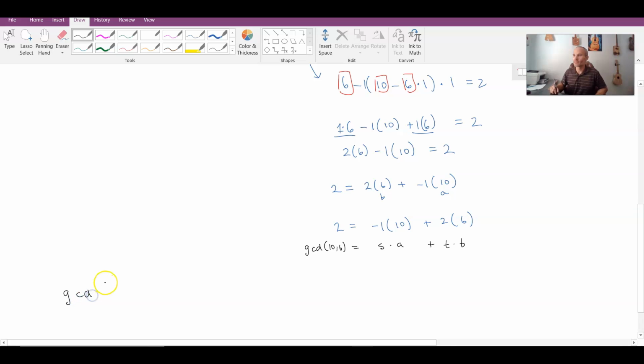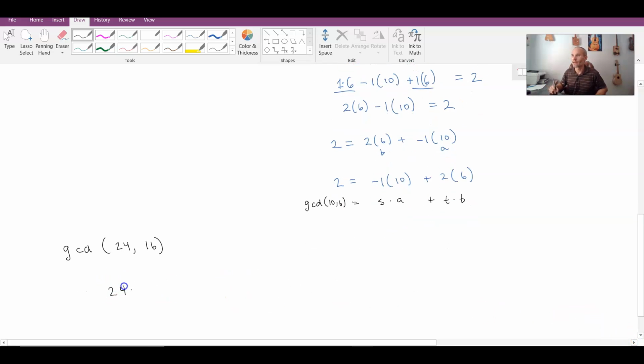The GCD between 24 and, we'll say, 16. So 24 can be written as 1 multiple of 16, and that leaves a remainder of 8. So the GCD between these two is the same as the GCD between these two, and now I'm going to focus my attention on 16 and 8. 8 goes into 16 2 times, leaving a remainder of 0, and therefore I can say that my greatest common divisor is 8.